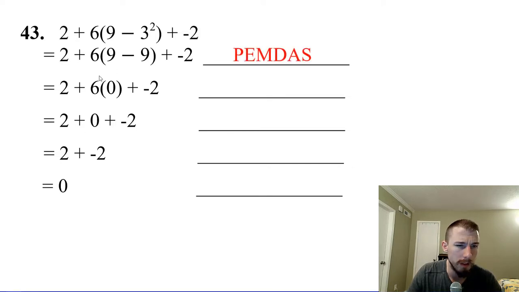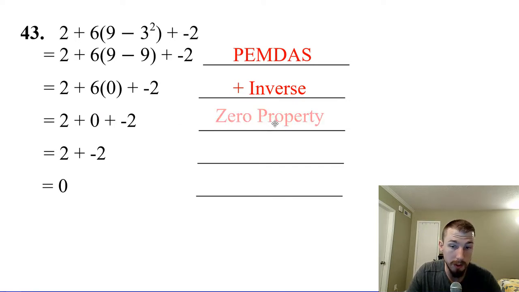Then from this line to this one, the plus negative 2 stays the same. Oh, we just subtract. So 9 minus 9 is 0. That's because it's the additive inverse. So we undo addition with subtraction. So it's additive inverse. And then the 6 times 0 goes to 0. It goes away because of the zero property. Anything times 0 is going to be 0. And then we add 0 to 2, and it goes away because 0 is the additive identity. The identity remains the same.